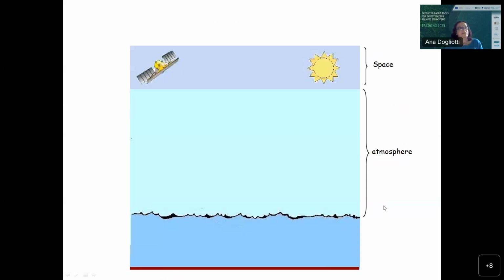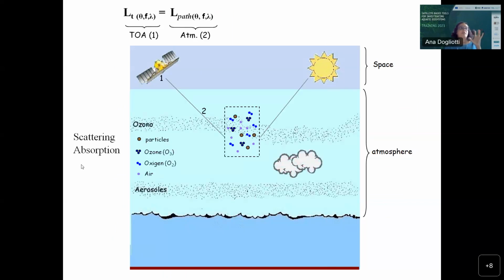So this is just to summarize what I said. What arrives at the top of atmosphere, the radiance that arrives at the sensor, comes from the light interacting with the atmosphere, where it is scattered and absorbed. Part is scattered and absorbed.